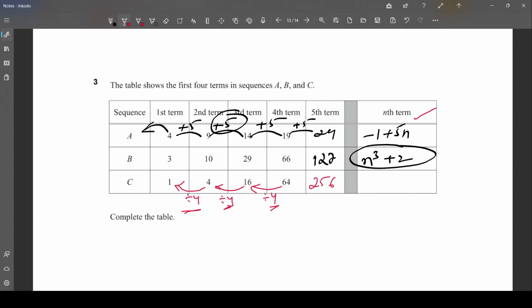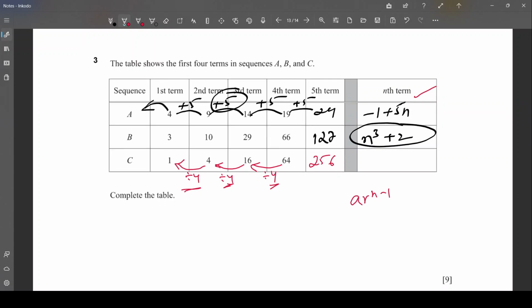And the nth term will be, actually, if we have a common ratio, then we should be able to find out using this formula ar^(n-1). As I told you in the last question also, you should use the ar^(n-1) formula to find out the nth term of the geometric sequence. So a will be the first term, that is 1, and r will be the common ratio, that is 4, and the power is n minus 1.